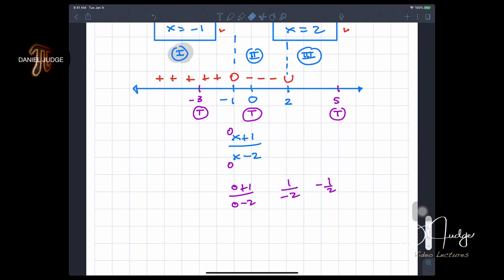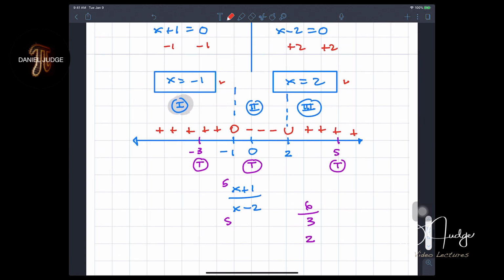We now use the test point of 5 to see what that becomes. With the test point of 5, we get 5 plus 1 over 5 minus 2. I get 6 over 3, which is 2. It doesn't matter what the value is. What matters is the sign.